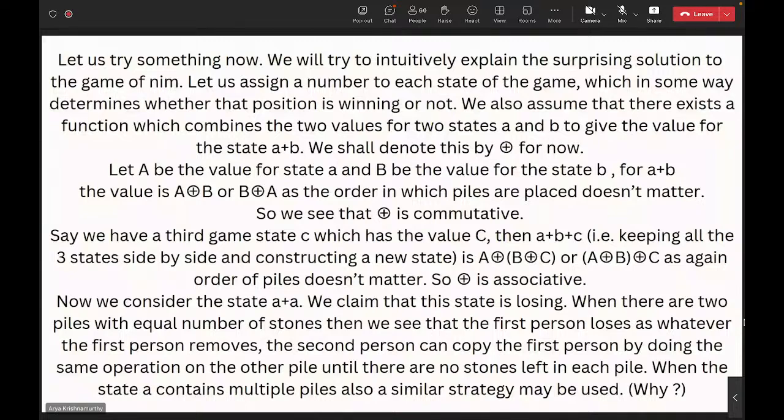So let us try to find a function that we know in computer science that has the same properties as this nim sum function.